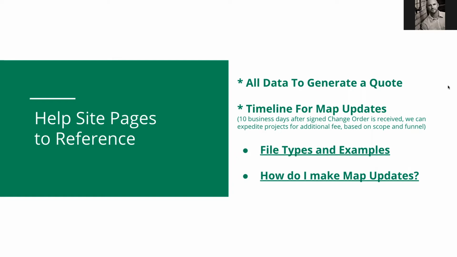So, we normally allot 10 business days to make any map updates that you will need done after the change order is signed. So once we have that fully signed copy of the change order, we can put that into the production process. We can expedite projects as well, though that will go for an additional fee because we always have a funnel of information. And if we have to push people, of course, we will need to put an additional fee on that to expedite that project.